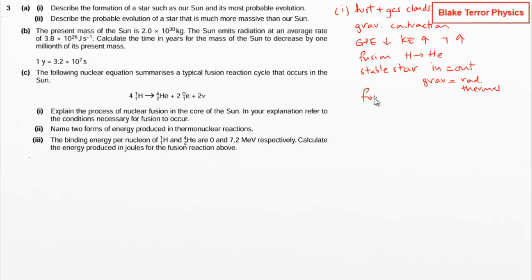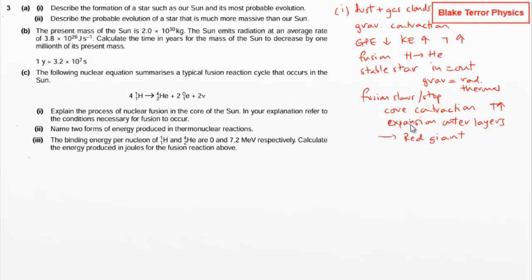Then we get to a point where the fusion slows or stops, at which point we get core contraction and expansion of the outer layers. So we'll get a new bout of fusion going on. So this gets the temperature up. This gets a new fusion. This is where we get the shell of fusion around the core. The expansion of the outer layers, this takes us to red giant phase.